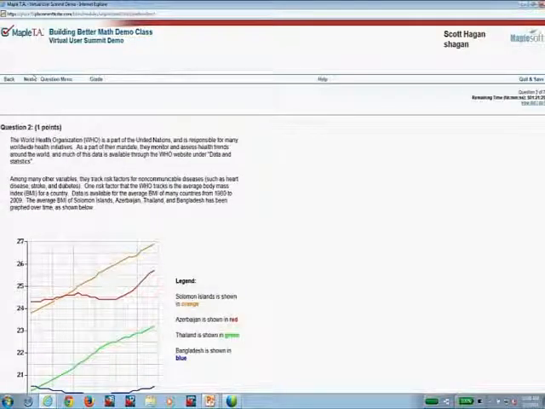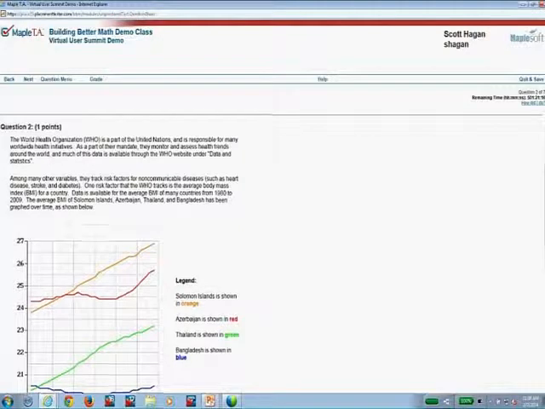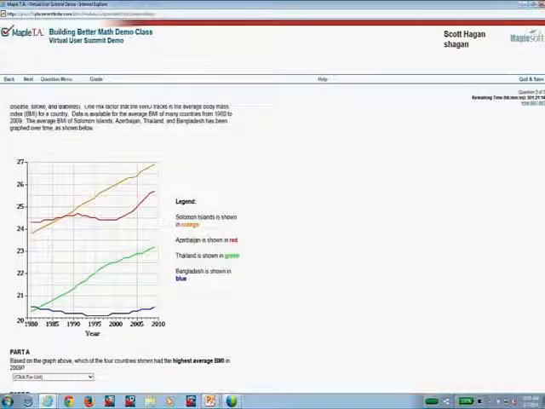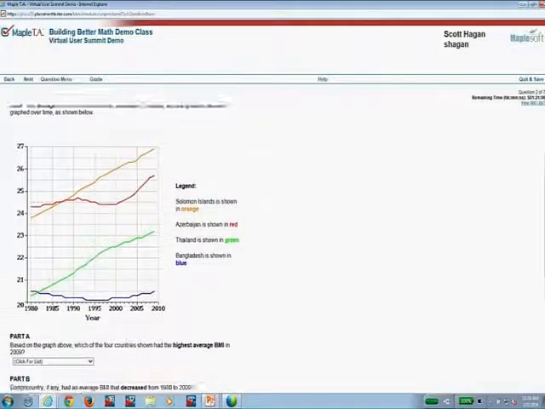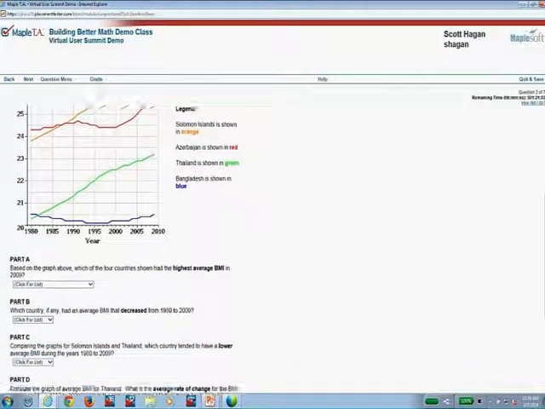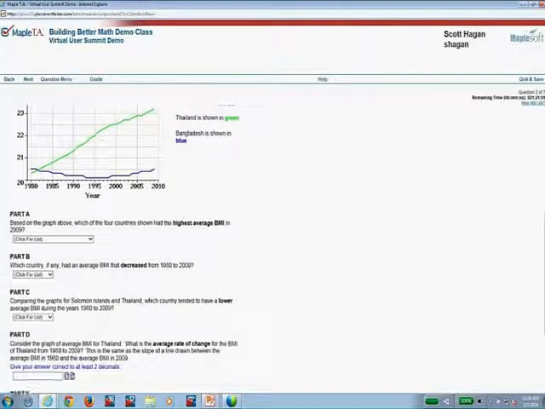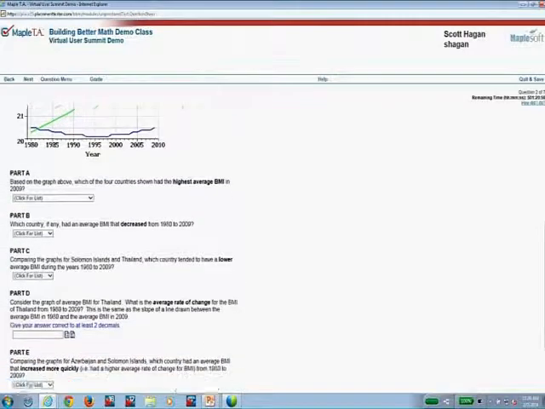The next problem comes from the Functions and Graphing section and presents students with a graph comparing average body mass index in 4 countries. The graphs and the countries involved will be completely different for each student. The students answer a series of questions that test their understanding of what the graph communicates and ask the students to make a numerical determination of an average slope.